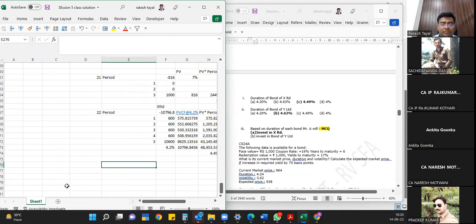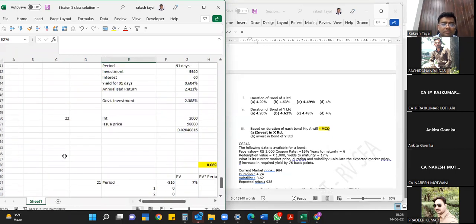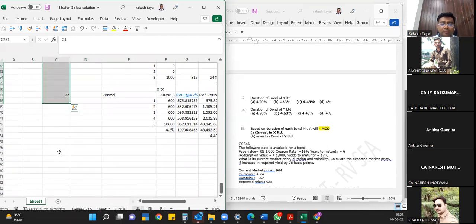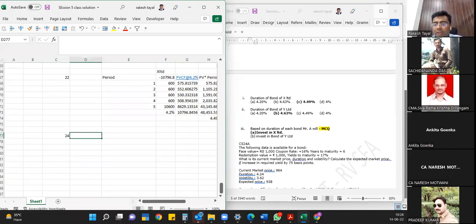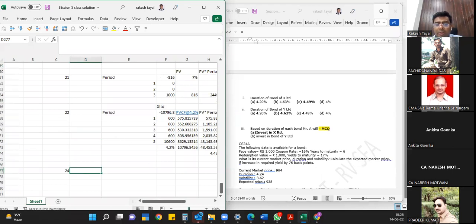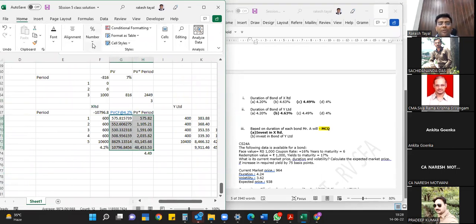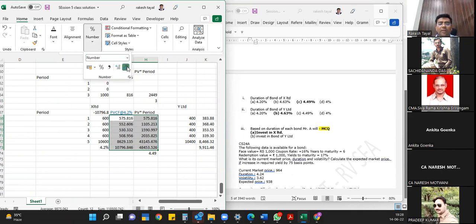Next question. Question 24. The following data is available. Sir, sorry, can you explain that 4.49, how it has arrived? Yes, sure. There are steps in the duration. So the next questions we are doing are for duration, Macaulay duration, effective duration, and normally one question will come out of this type.